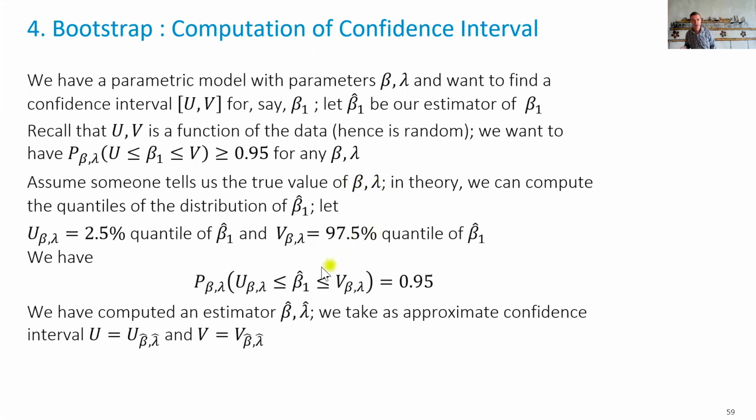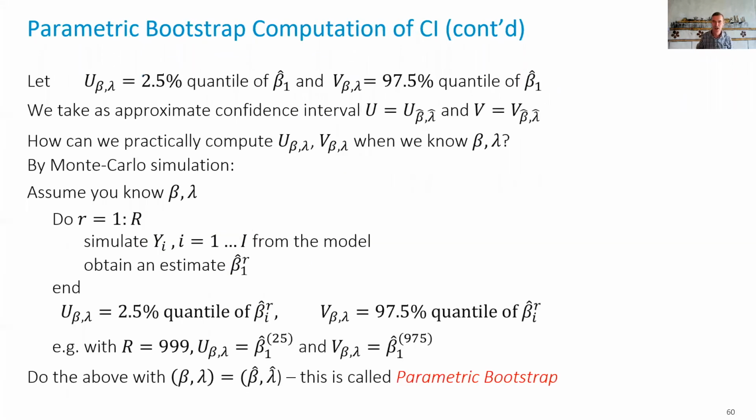Except of course, the problem here is we don't have beta and lambda. So how do I do? Well, I don't have beta and lambda. The bootstrap idea is to replace beta and lambda by the values that we have estimated. So I take the beta hat and the lambda hat, and I redo simulations, and I compute the distribution of the simulated output, and the 95% coverage interval gives me the confidence interval here.